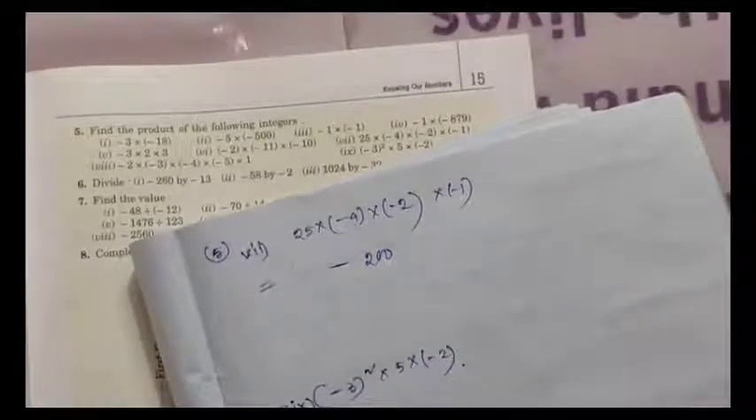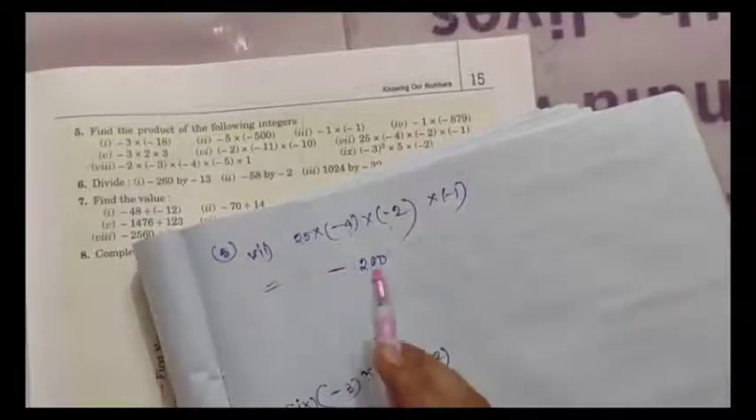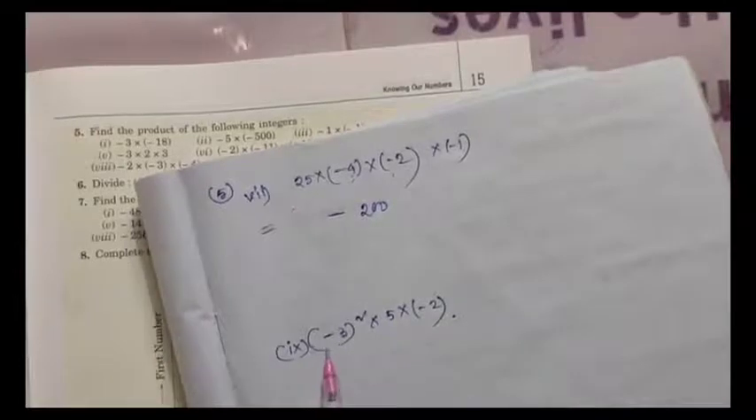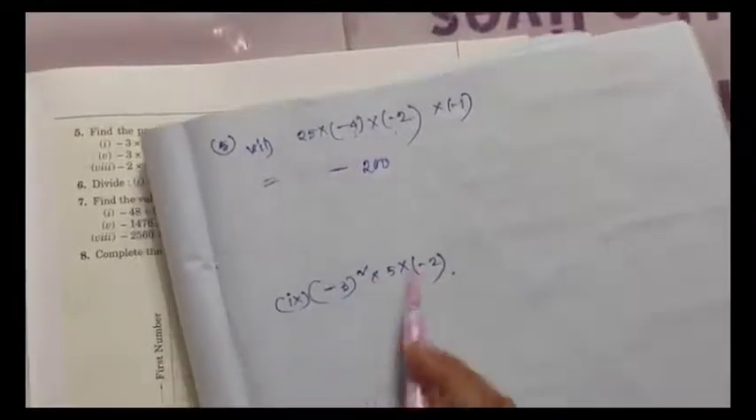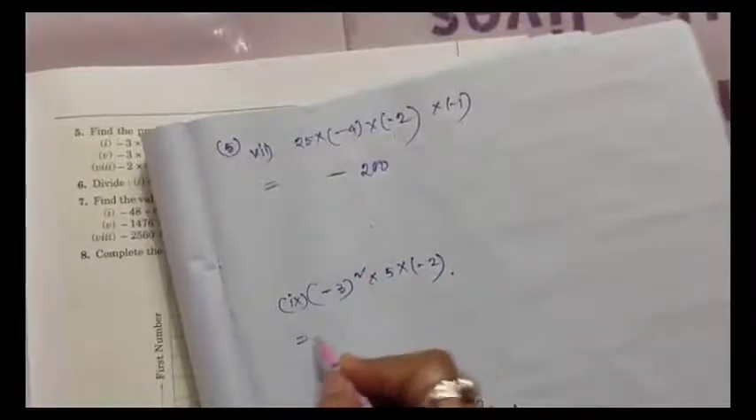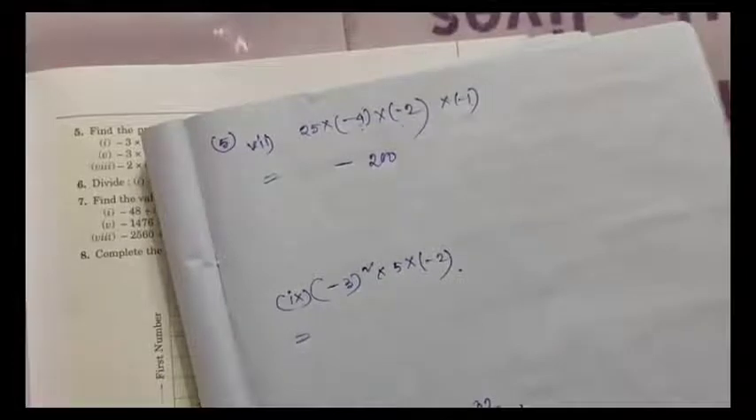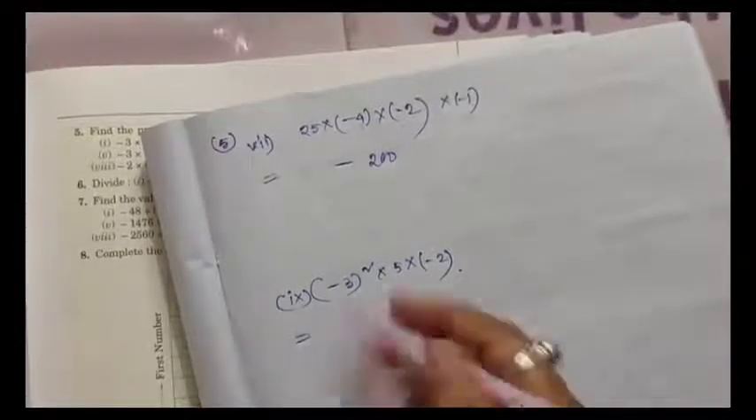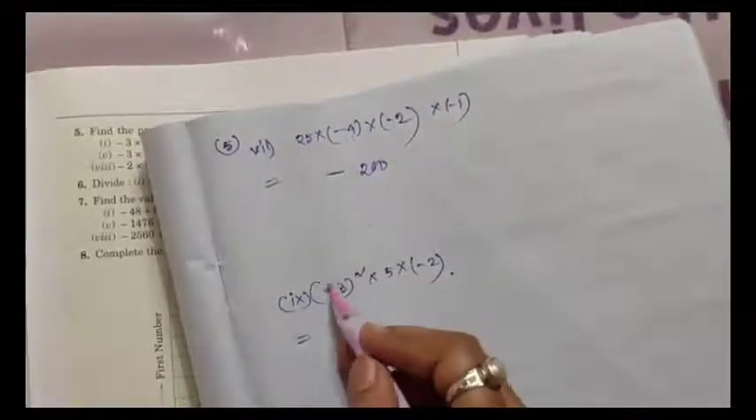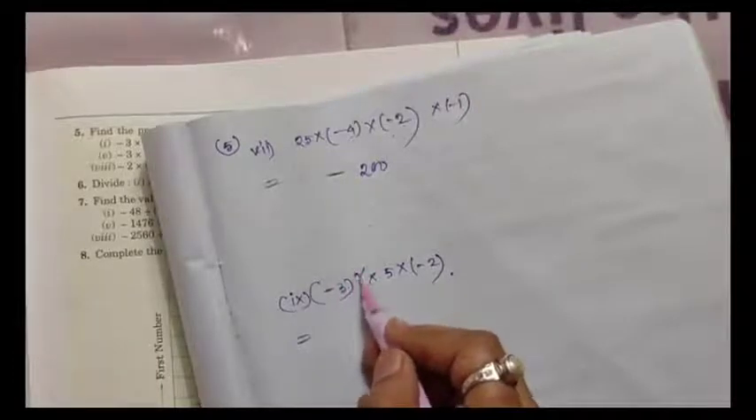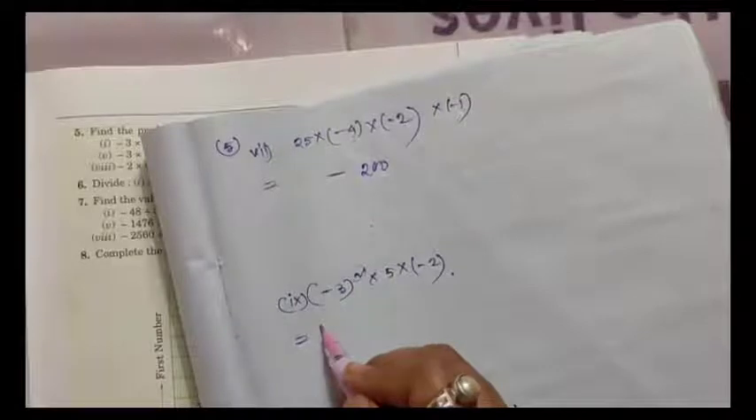As minus occurs an odd number of times, you need to put a minus sign here. Next, question number 5, 9: minus 3 to the power 2. When the power of the minus sign is even, the result becomes plus.